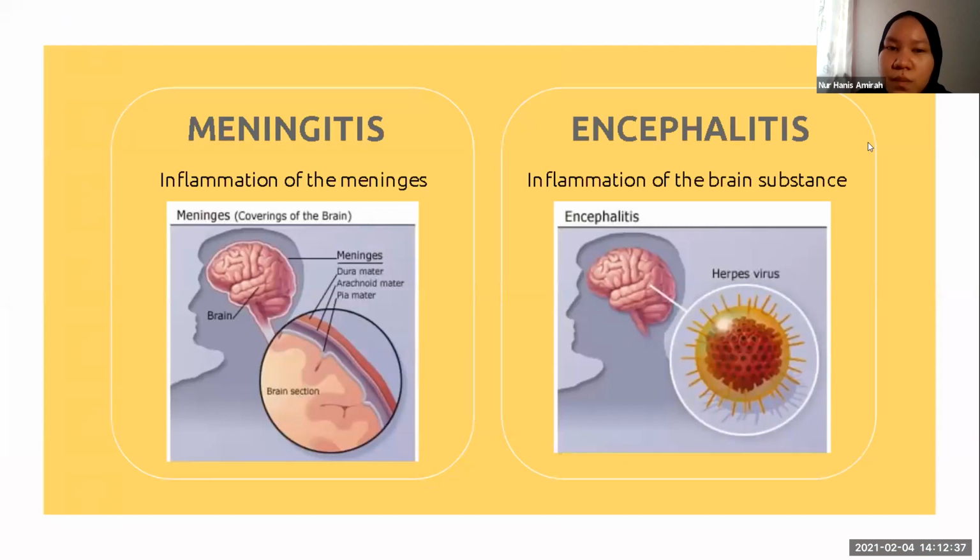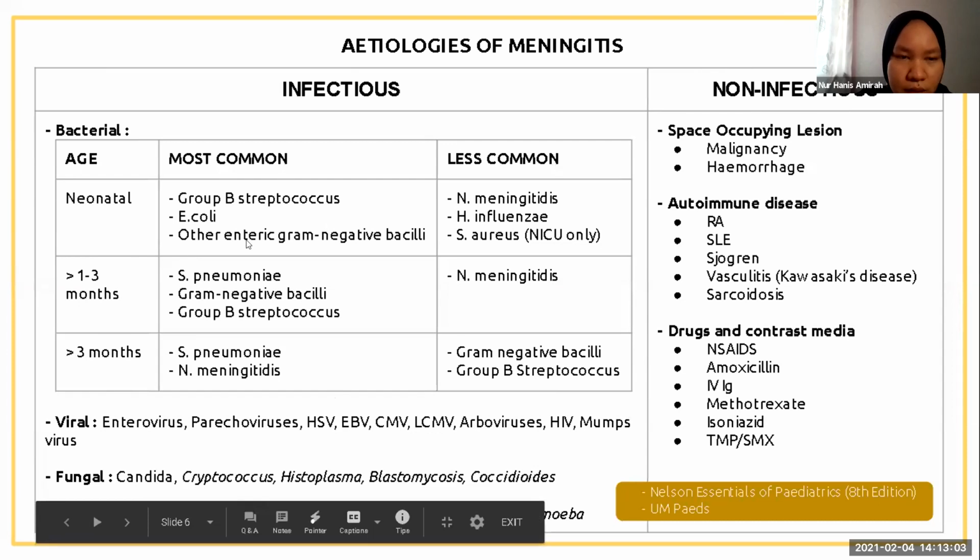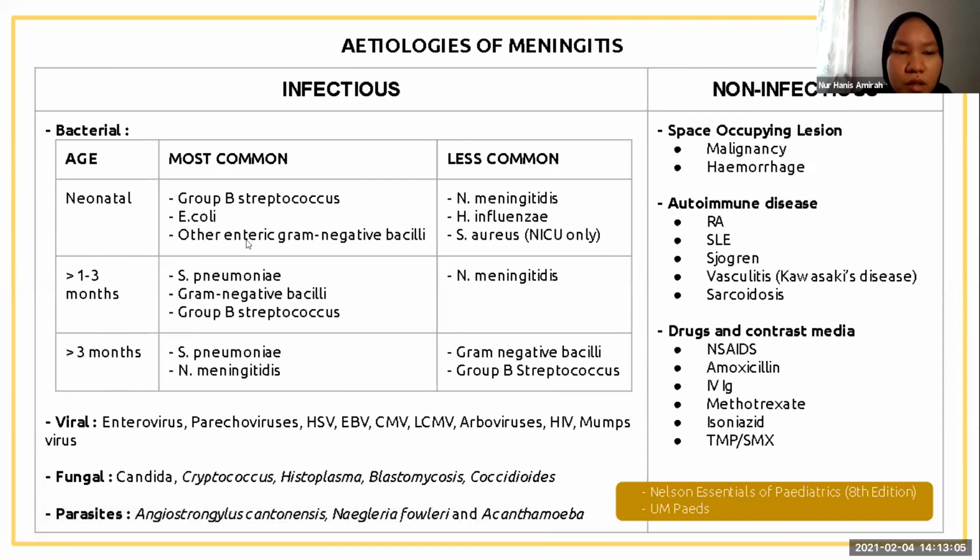First, we need to know what is meningitis and encephalitis. Meningitis, as the name suggests, is the inflammation of the meninges, and encephalitis is the inflammation of the brain parenchyma itself. And then these are the etiologies of the meningitis. It can be caused by infectious and also non-infectious causes. I just want to highlight that in infectious there are bacterial, viral, fungal, and parasite. So viral meningitis is more common compared to the bacterial meningitis.